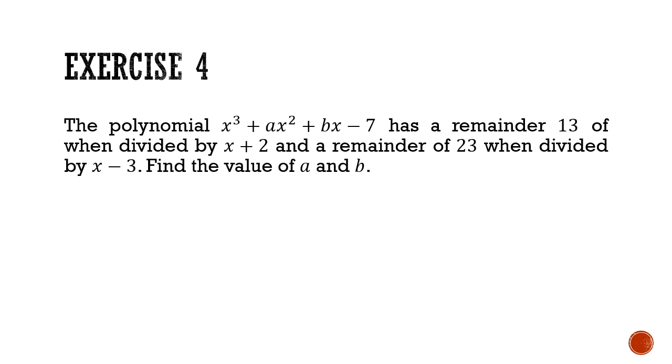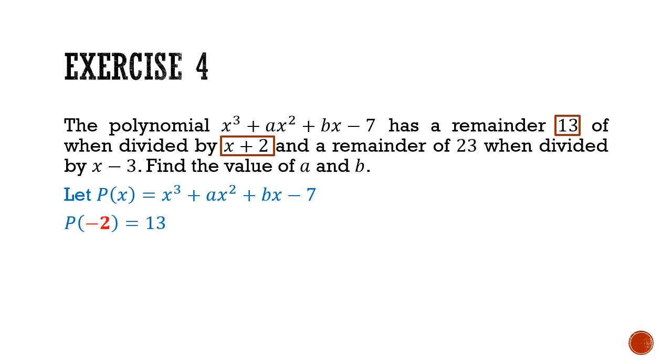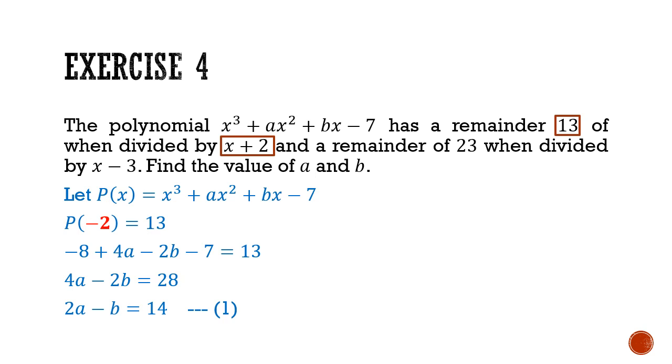So once again, we'll start by defining the polynomial function p(x) to be equal to the polynomial that we're given, x cubed plus ax squared plus bx minus 7. Now we see that we get a remainder of 13 when divided by x plus 2. So we're going to substitute what makes x plus 2 zero. We're going to substitute -2. So p(-2) gives us a remainder of 13. When we sub that in, we can simplify it and get 2a minus b equals 14. We're going to call this equation 1.